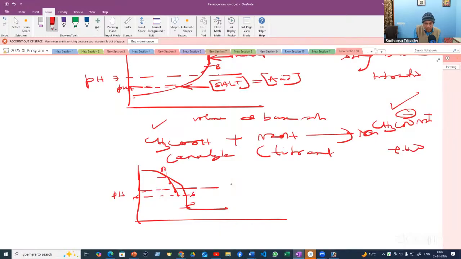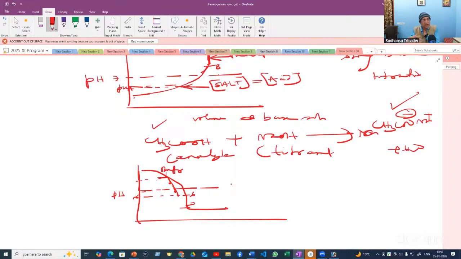So all throughout this buffer solution, if you take this as pOH, then pOH is equal to pKb plus log salt by acid. The salt is increasing, so pOH is to increase, but pH is decreasing. You have to find out pOH will be increasing, but pH will be decreasing.